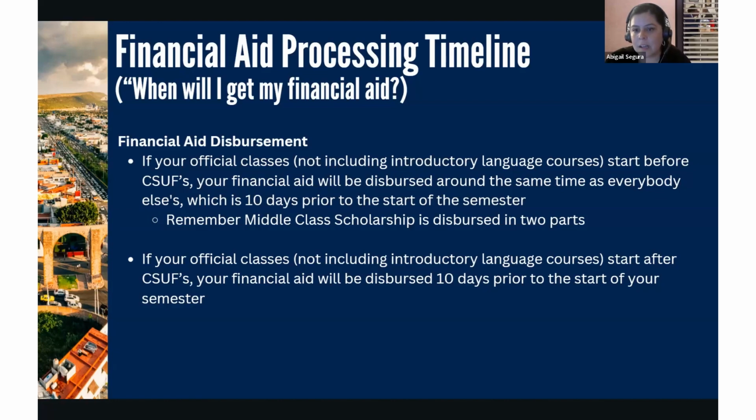Keep in mind that if you do get the Middle Class Scholarship, that is usually dispersed in two parts. I believe the first half at the beginning of the semester, the second half through the middle of the semester. If your official classes, not including intro language courses, start after CSUF, your financial aid will be dispersed 10 days prior to the start of your semester. I think this is very important, especially for those of you going to Japan that are starting super late. You won't be getting your financial aid until 10 days before your program starts.